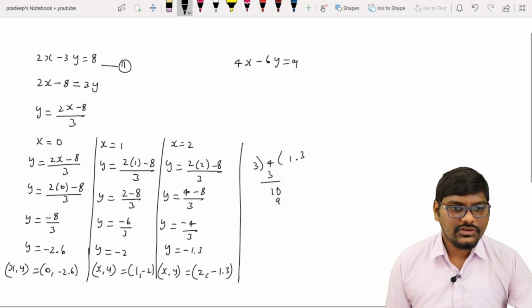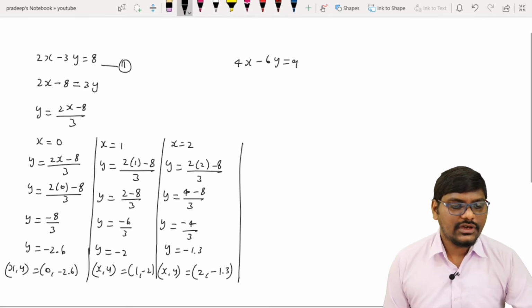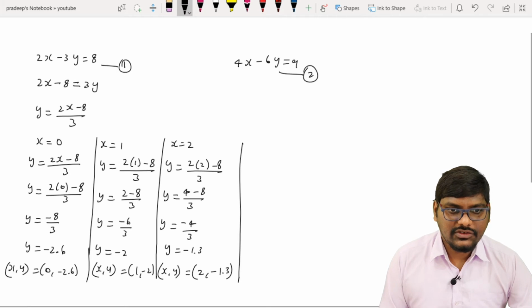Okay, so these are the three coordinates which we got for the first equation. Now I'll write these coordinates in a table: x, y, and the next one is x comma y.